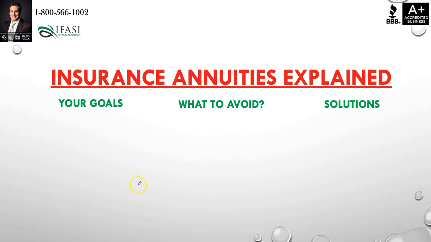So that just went over the different goals that somebody might have and why, if you think of an annuity as a type of insurance, how you could match it up correctly.